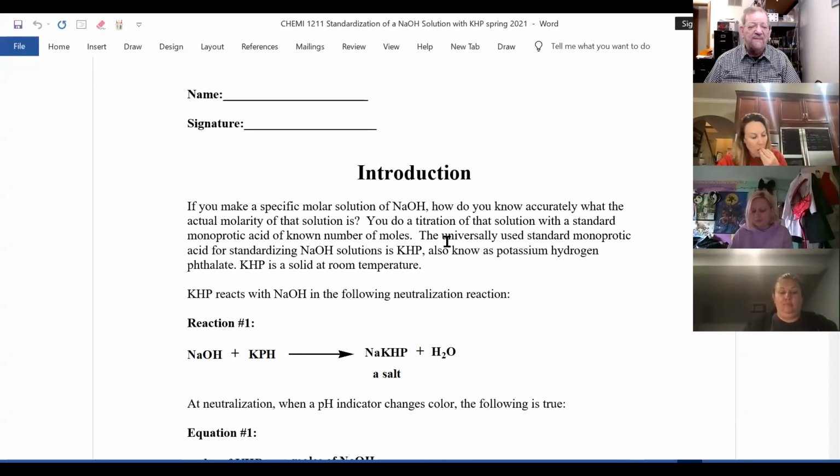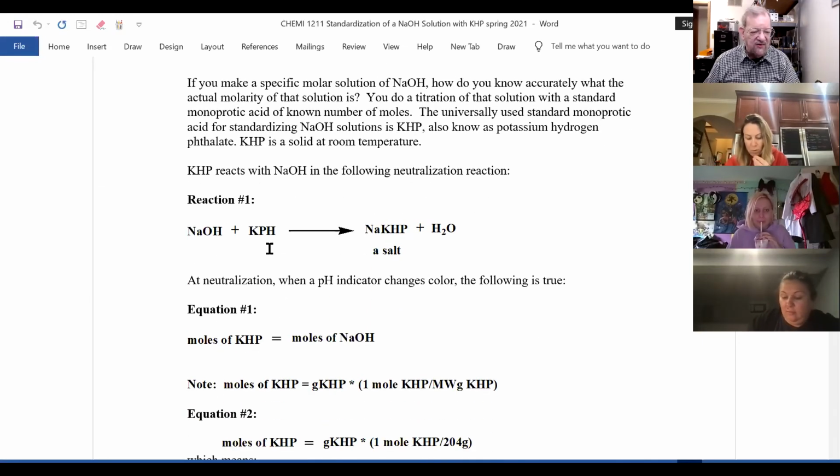All right, so the universally used standard monoprotic acid for standardizing sodium hydroxide is KHP. Everybody who's a chemist knows what KHP stands for. If they don't, they're lying to you because they're not a chemist. It stands for the compound potassium hydrogen phthalate. KHP has one acidic proton, and KHP will react with sodium hydroxide to give us salt and water.